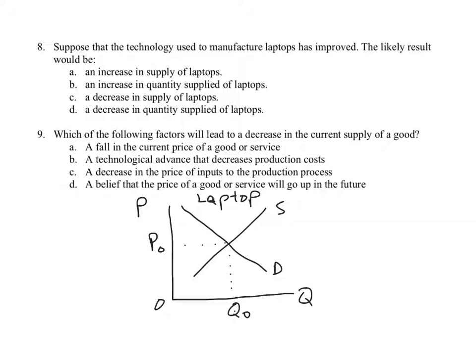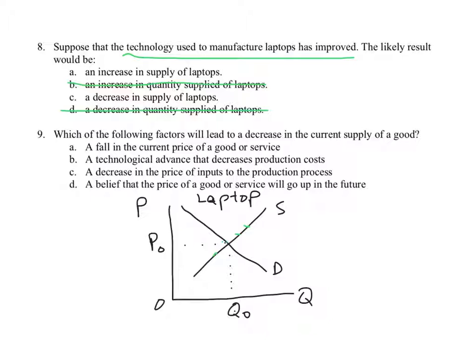Well, now the technology used to manufacture laptops has improved. The likely result would be what? Well, right out of the gate, let me eliminate a couple possibilities. A decrease in quantity supplied, an increase in quantity supplied, those would refer to movements along a supply curve. And if we're starting at this equilibrium, that's not going to happen when this event happens. This technology improves. So then we think, I guess the possible answers tell us it's a supply event.